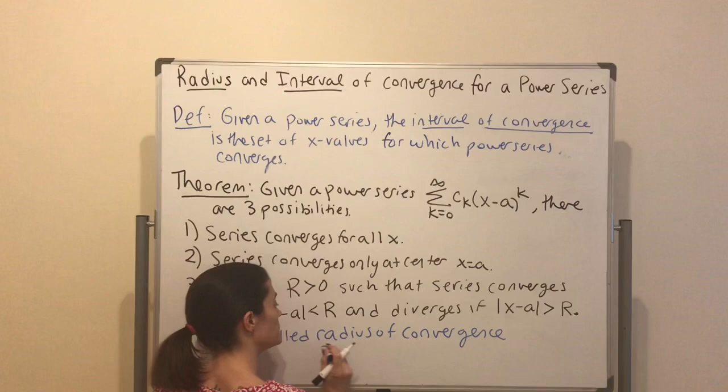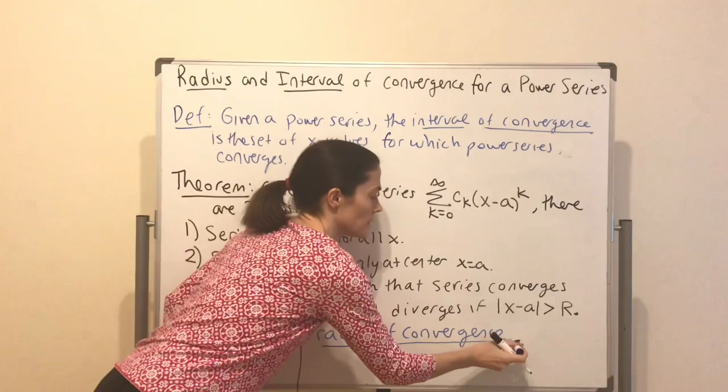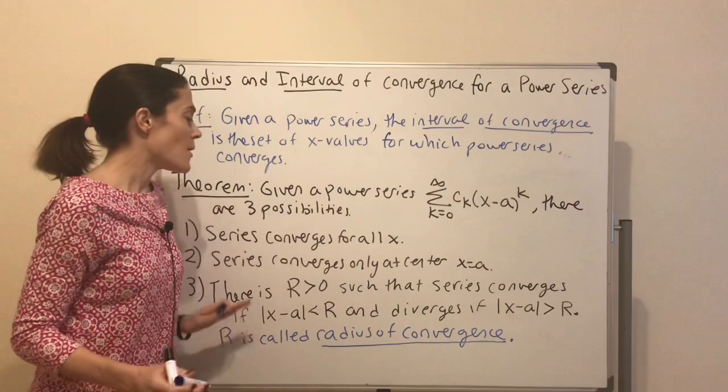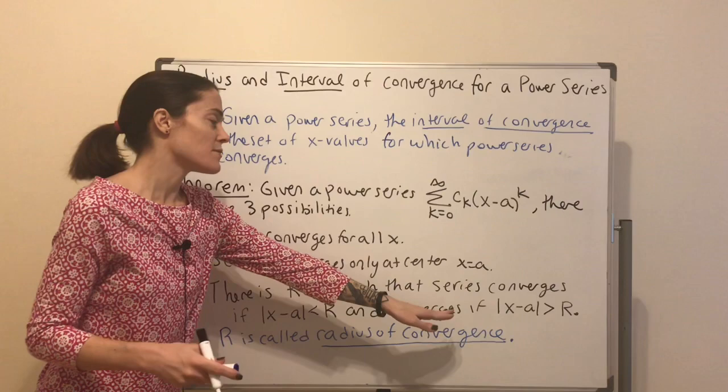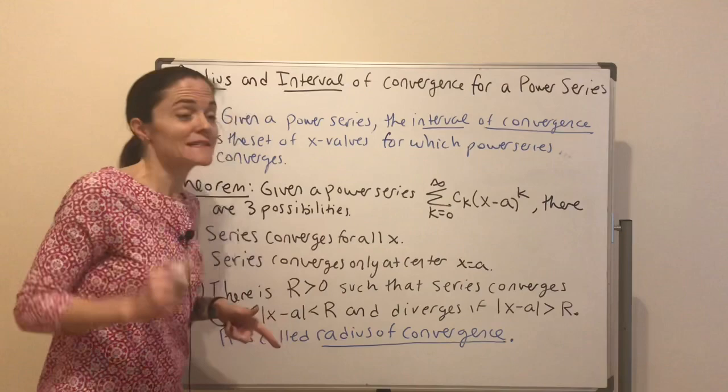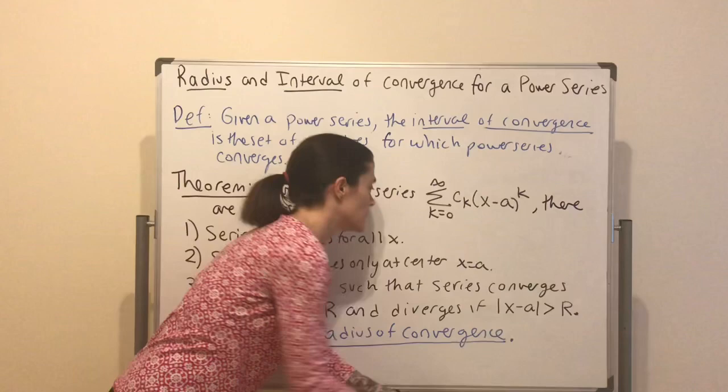Now, number three says absolutely nothing about what happens when the absolute value of x minus a equals R. It just says if the absolute value of x minus a is less than R, it converges. If the absolute value of x minus a is bigger than R, it diverges. But when the absolute value of x minus a equals R, this says nothing.